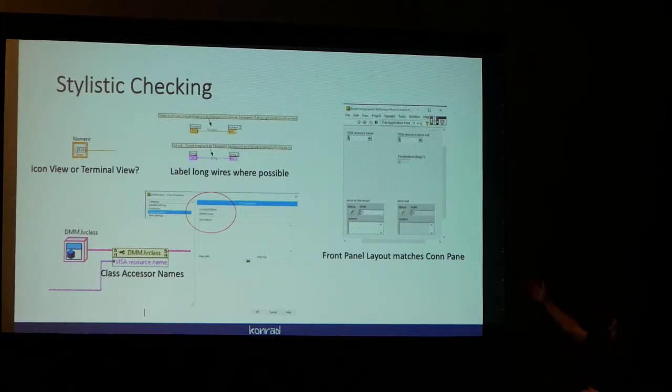And then front panel layout. This is one of the tests to ensure that the front panel matches the connector pane. It's good programming practice to lay out your front panel in the same orientation as your connector pane, controls on the left, indicators on the right. It won't make your VI run any faster, make the CPU usage any less, but it's a good programming practice. It leads to consistency, and it's just a good thing to do.